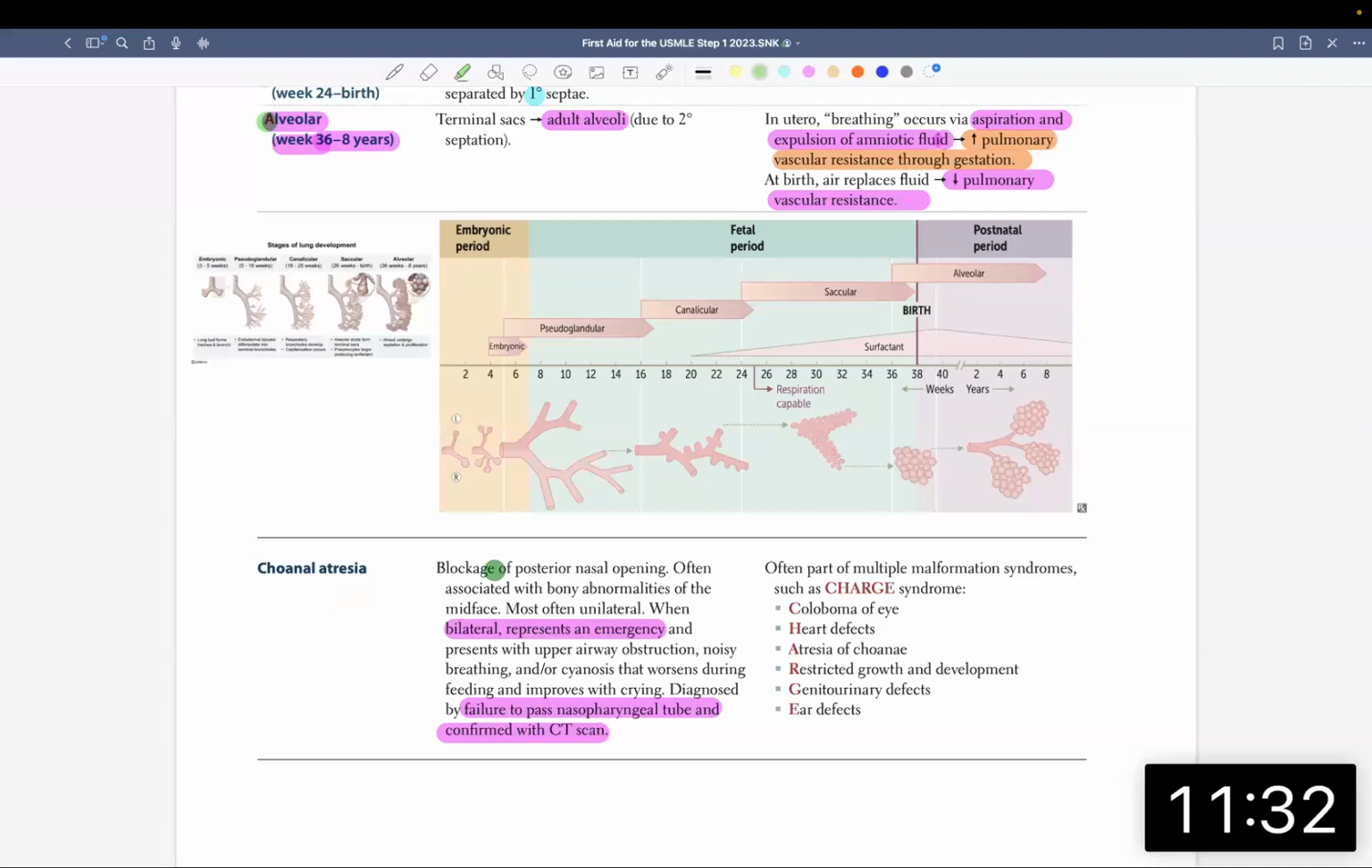So what is this? Choanal is that opening, right? So it's blockage of the posterior nasal opening associated with bony abnormalities of the midface, most often unilateral. If it's bilateral, then it's an emergency and presents with upper airway obstruction, noisy breathing, cyanosis that worsens with feeding and improves with crying. Often part of multiple malformation syndromes such as CHARGE syndrome. What is CHARGE? Coloboma of the eye, heart defects, atresia of choanae, restricted growth and development, genitourinary defects, and ear defects.